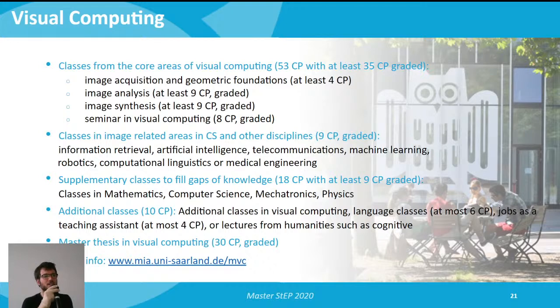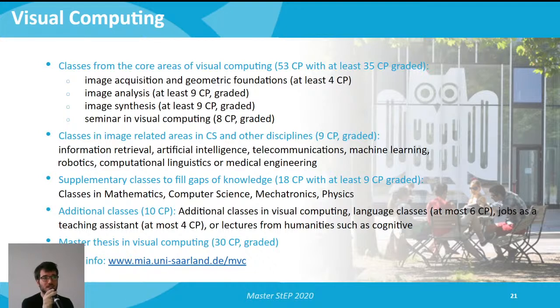So basically, you have classes in mathematics. You can hear some lectures in the math department, computer science department, mechatronics, physics. There's also a list of what you can hear, and you will find this in your study regulation in more detail, what you can cover or what at least are the requirements that you fulfill to get the credit points.